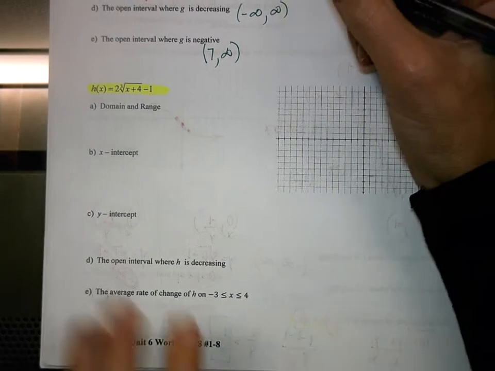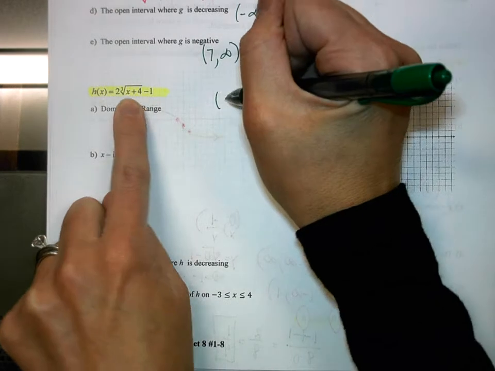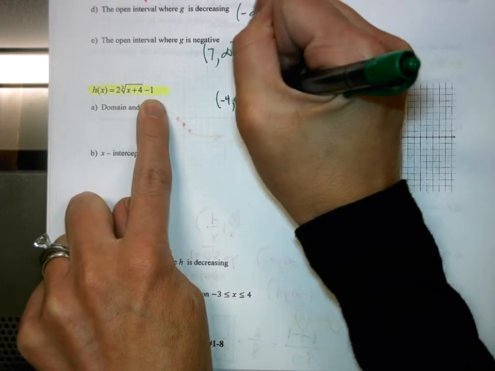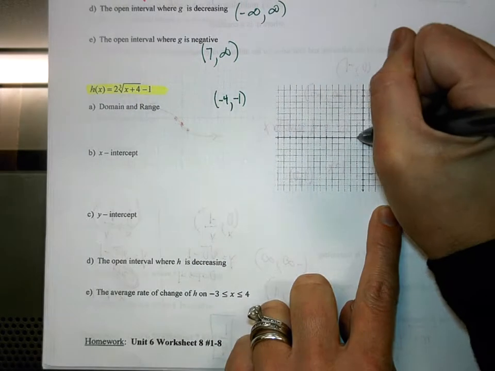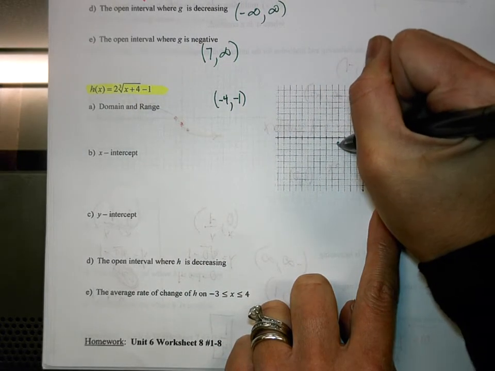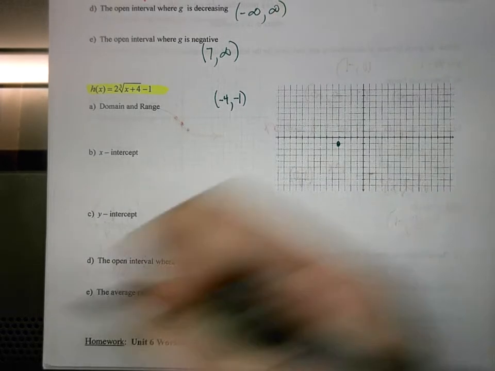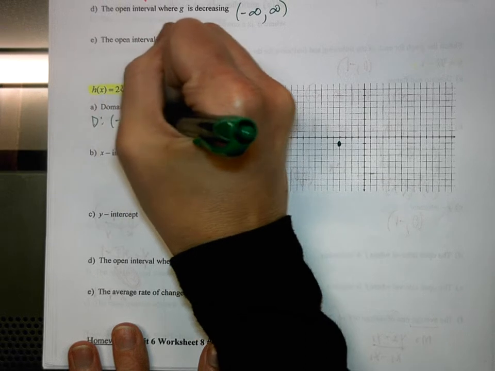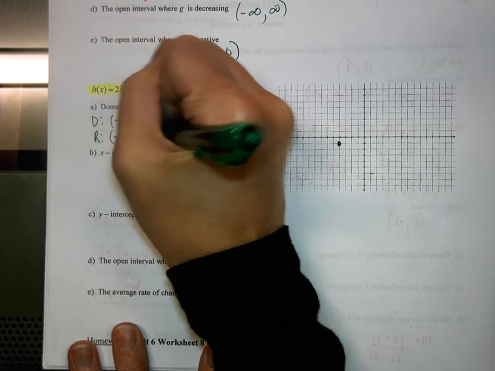We'll go ahead and start with our key point. And on this one, my key point, our starting point, set that equal to 0. The x value will be negative 4, and the y value is at negative 1. So I'm going to mark that, negative 1, 2, 3, 4, negative 1. So that's our key point there. We know that for all cubed root functions, our domain is negative infinity to positive infinity, and our range is also negative infinity to positive infinity.